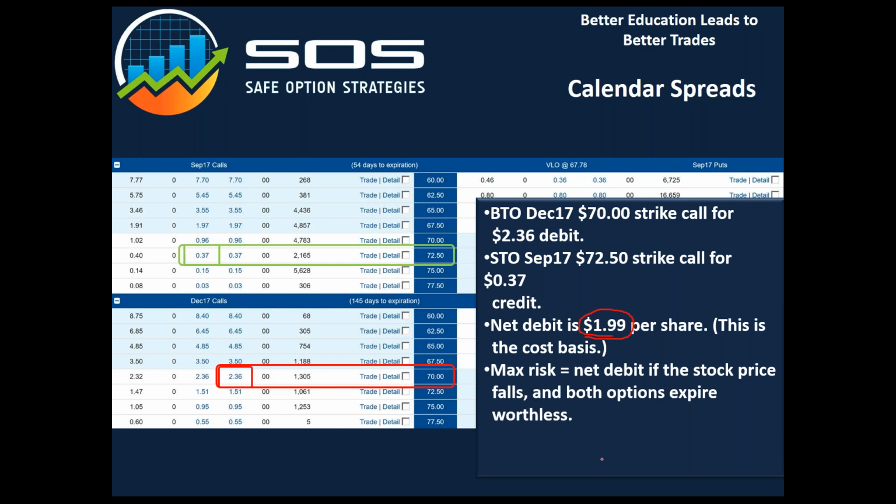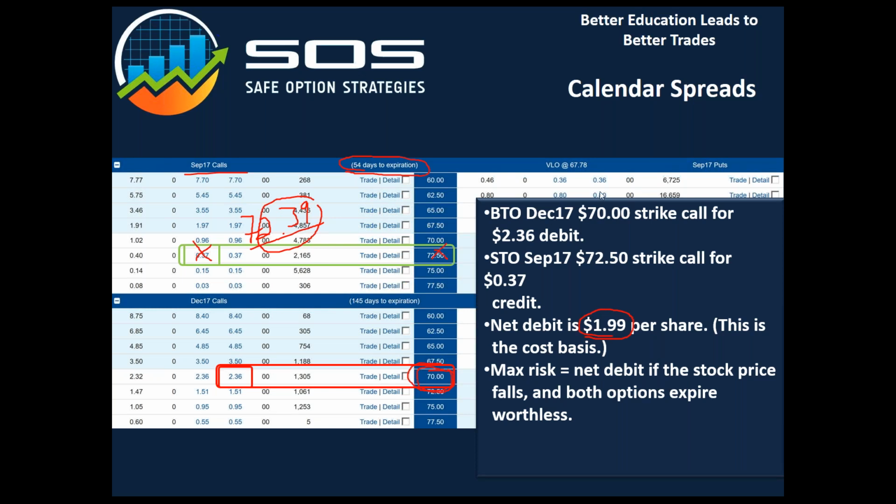How could we make money on this trade? If in 54 days from the day this screenshot was taken, we get to our September option expiration and the stock is trading at $72.39 a share, what is going to happen at that point in time? This will be worthless and it will expire, correct? If this is at a 70 strike price and the stock is trading at 72.39, how much does this have to be worth as a bare minimum? At a bare minimum, it's got to be worth $2.39, right?